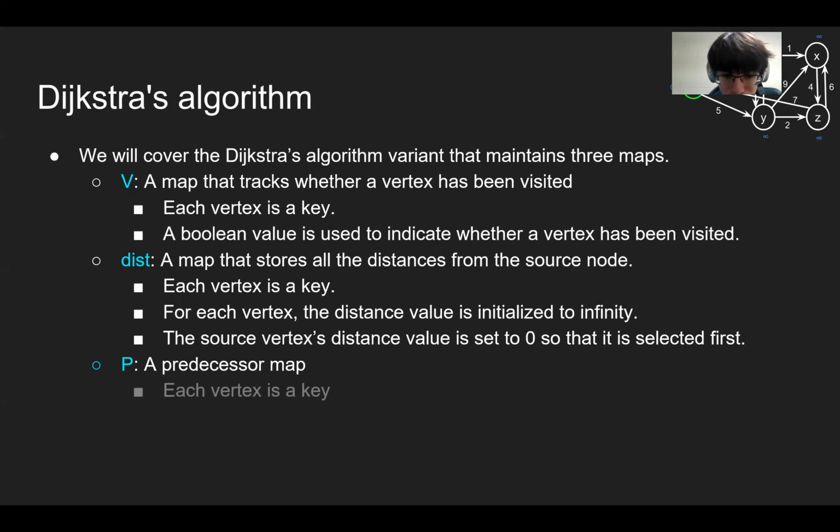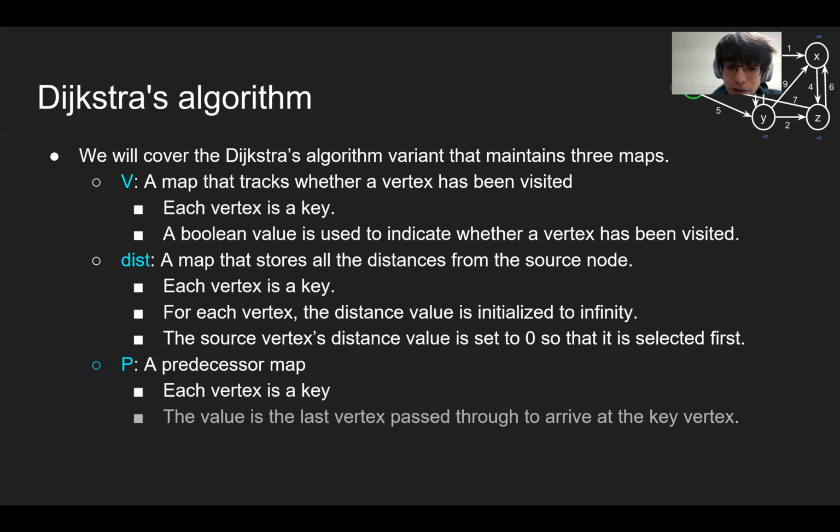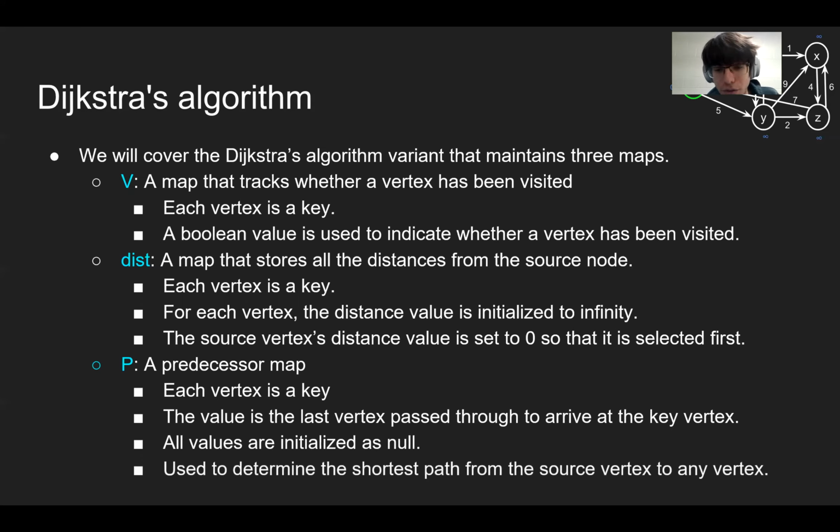Then the predecessor map. This is how we keep track of the predecessor. Each vertex is a key, its predecessor is the value, and the predecessor is the thing that we visited right before we visited this one. Whichever path we took, whatever we visited right before it to get there is its predecessor. All values are initialized as null because we haven't visited anything before our current entity. That's how we determine the shortest path, so this is how we reconstruct what the path was, rather than just the length of the path.